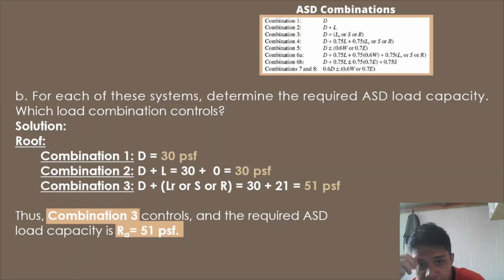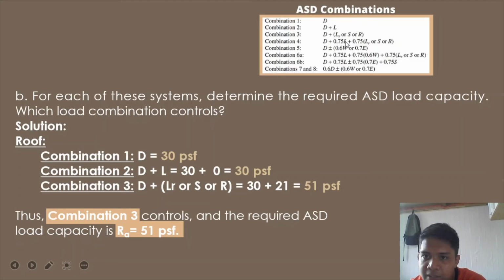Next, for each of these systems, determine the required ASD load capacity, which load combination controls. Solution. Sa roof, wala tayong earthquake and wind. Pwede itong gamitin, pero wala naman din tayong live load. Di ba? Pwede yung combination 4, pero wala tayong live load sa roof.